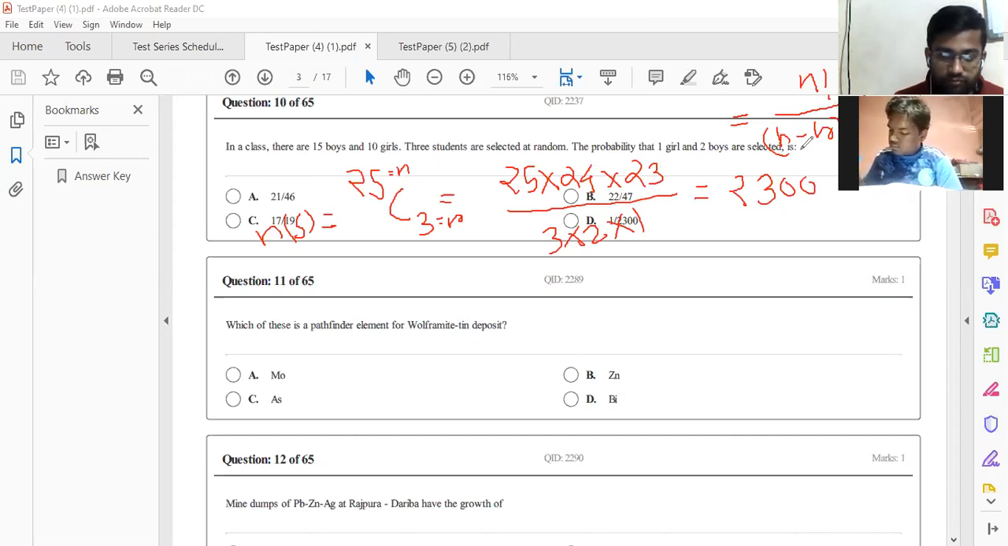Okay, if you solve by the formula, you will get 25 multiplied by 24 multiplied by 23 multiplied by 22 factorial. And in the denominator you will get 22 factorial multiplied by 3 factorial. So 22 factorial gets cancelled. You will get only 25 into 24 into 23 divided by 3 into 2 into 1.